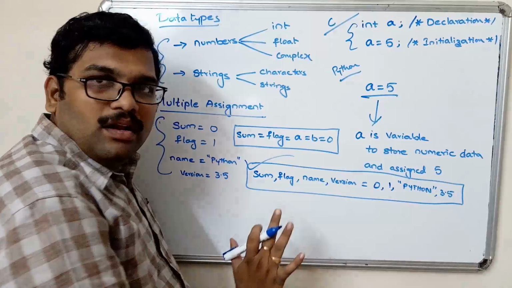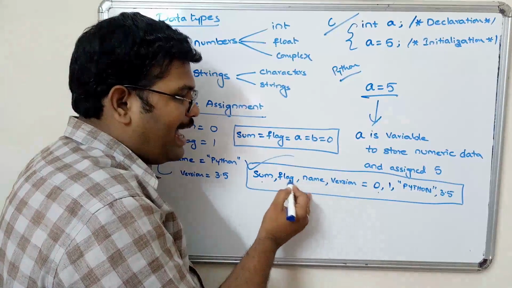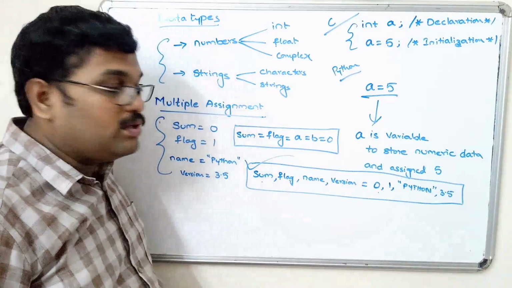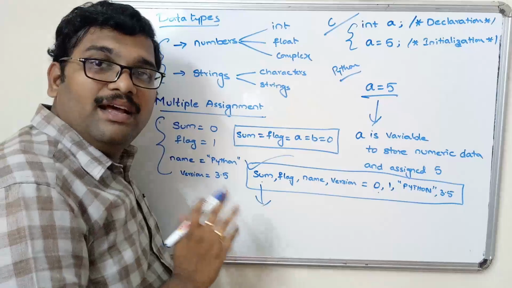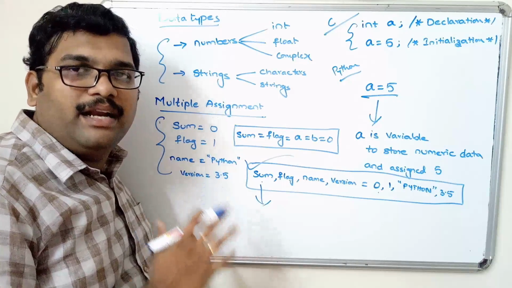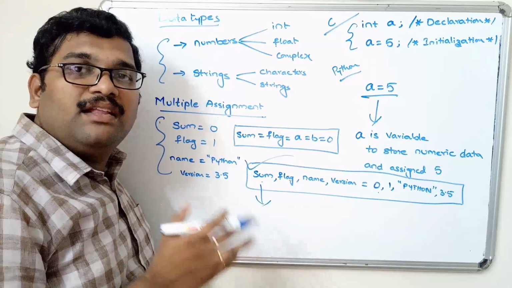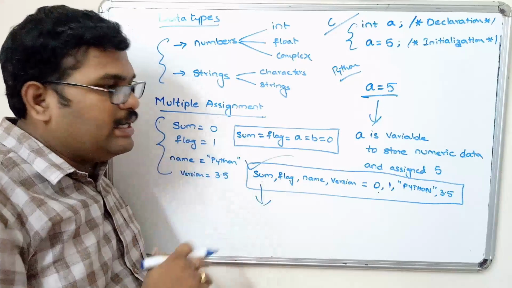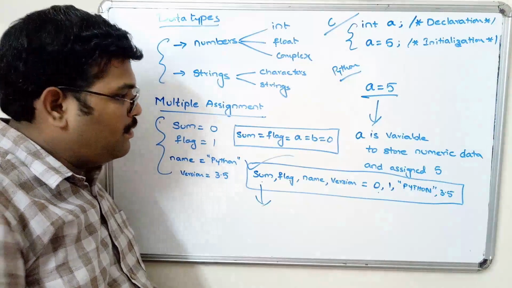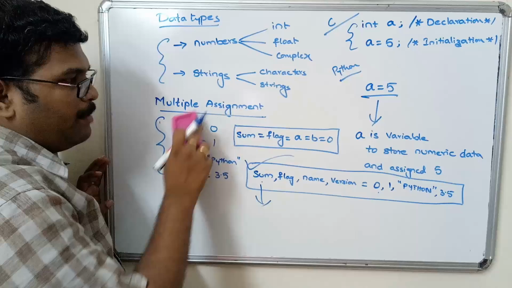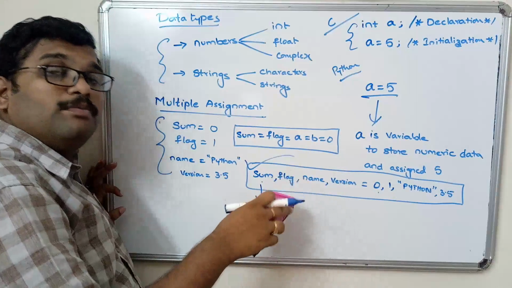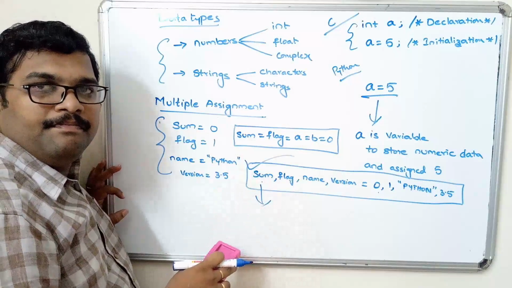So it will check the order, right? Sum is equal to 0, flag is equal to 1, name is equal to Python, version is equal to 3.5. This happens only because here the declaration part is ignored. There is no explicit declaration part. Directly assigning the value to the variable gives the declaration. Hope you understood multiple assignments. We can assign multiple values to multiple variables using a single line.